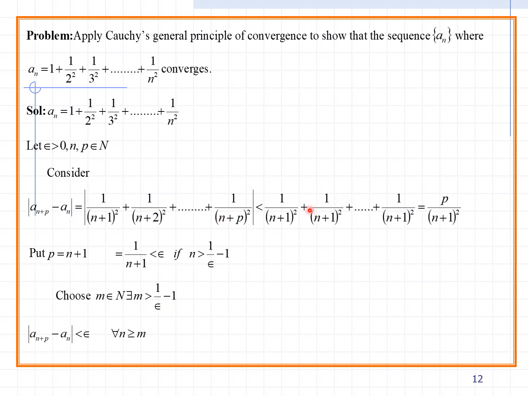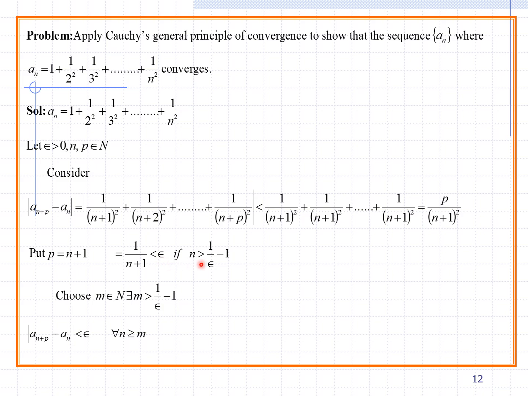So the next sequence you can write 1 by n plus 1 whole square, like up to p by n plus 1 whole square. Here p you can treat as n plus 1. So n plus 1 by n plus 1 whole square, the both n plus 1 cancel, what you have is 1 by n plus 1. So 1 by n plus 1 compared to less than epsilon.